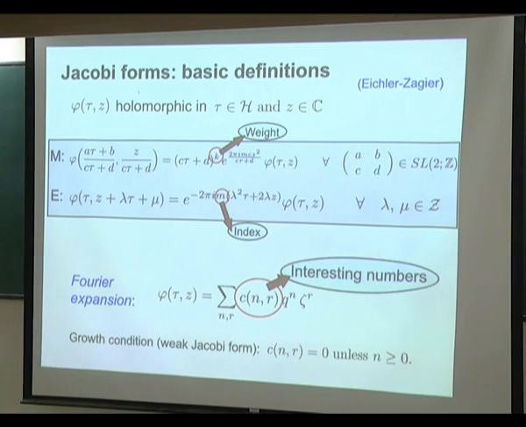Okay, so as before, now there is periodicity in both tau and z. You can easily see that, and so there's a double Fourier expansion. So phi of tau, z is the sum over n and r of c(n, r) times q to the n, zeta to the r. And as before, it's these numbers c(n, r) that are interesting in physics. They come as the solution to some problem, exactly like before.